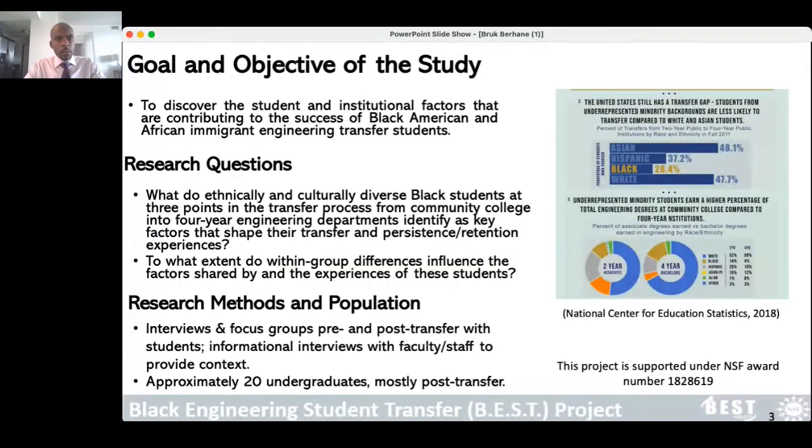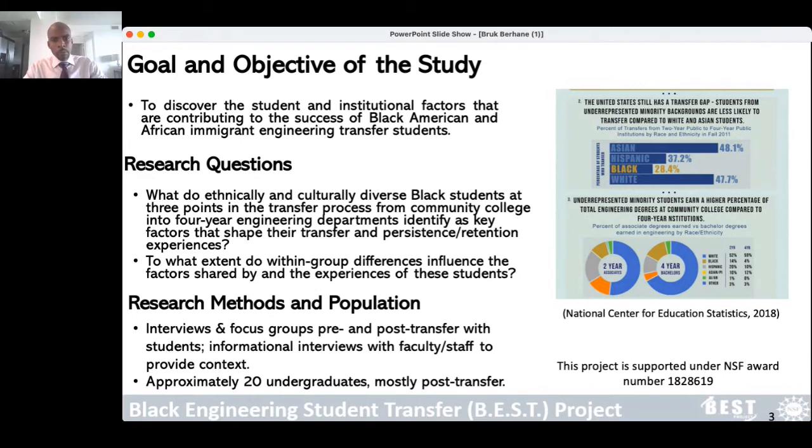Generally speaking, the goal here is to understand what allows students who are broadly classified as Black, but also have within group diversity in terms of where they're born, both Black American and students from sub-Saharan Africa, what allows these students to be successful as engineering transfers. And so the questions really center around this notion of what it means to be successful. And we define success as transfer, as well as persistence and retention once they do transfer.